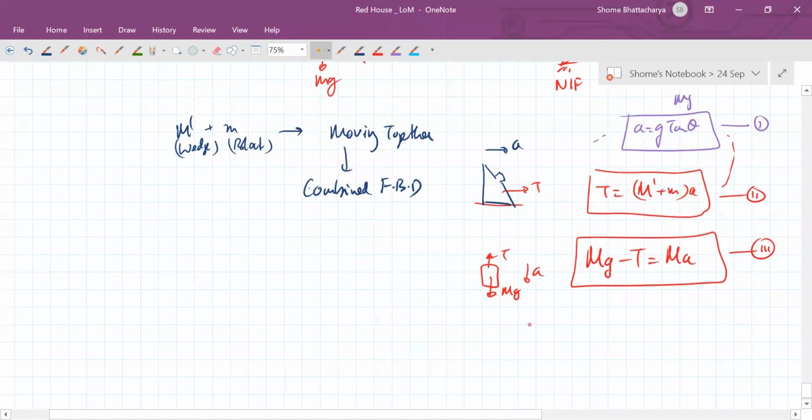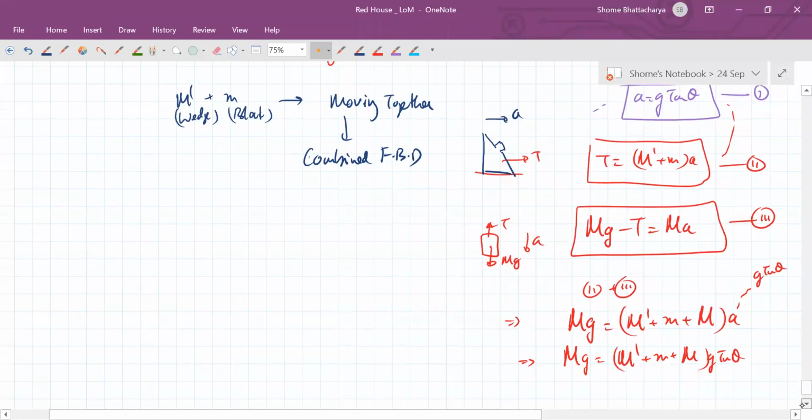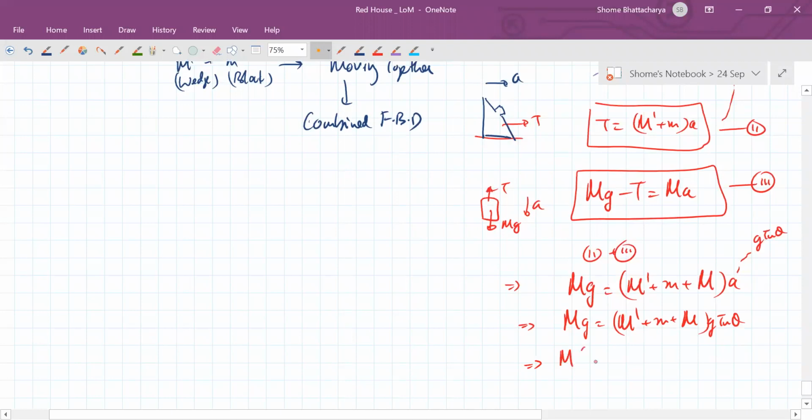So now solving this and this, you can see that 2 plus 3 kar do. So you have capital Mg is equal to M prime plus small m plus capital M into A. And now substitute A as g tan theta. Okay, so there you are. So you'll have, okay, capital M into 1 minus tan theta is equal to M prime plus M tan theta. So from this you find out M.